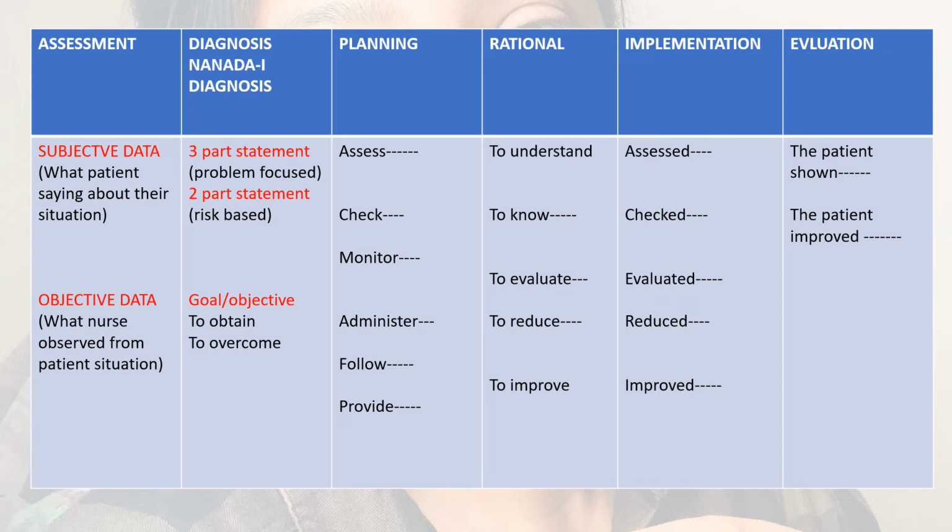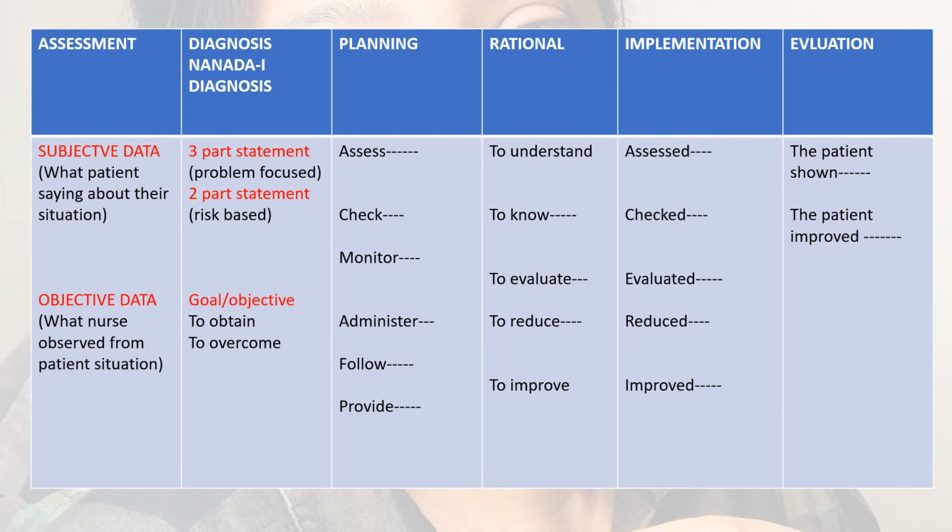Then after that you have to go to the third column, that is planning. In the planning you have to plan everything: assess, check, monitor, administer, depends. Then you will write the rationale. Rationale is the continuation of planning. For what is the need of each plan, that you have to write in the rationale. Assess, to understand; check, to know; monitor, to evaluate. So whatever things you write, that word "to" is important.